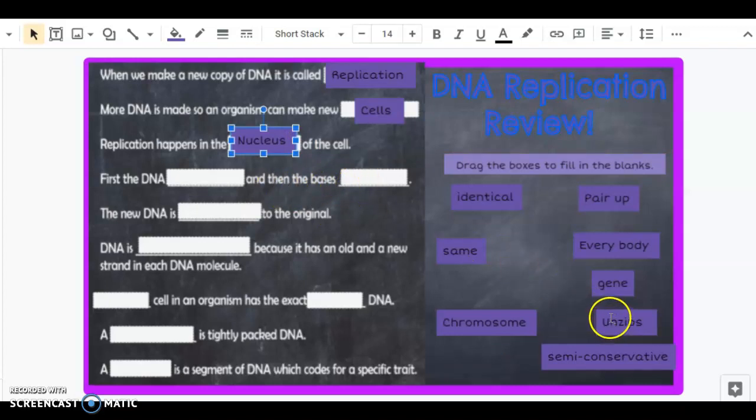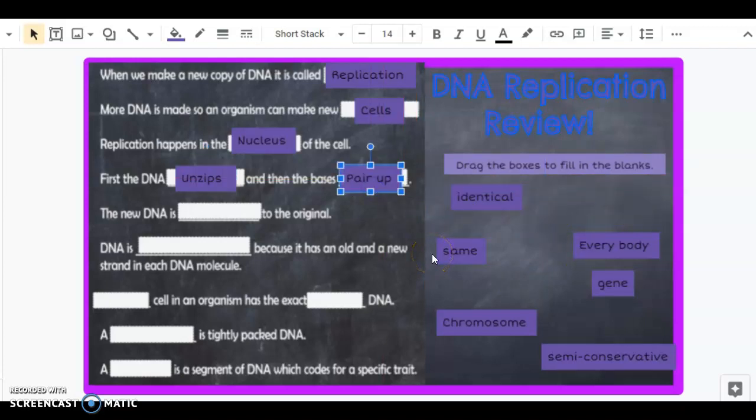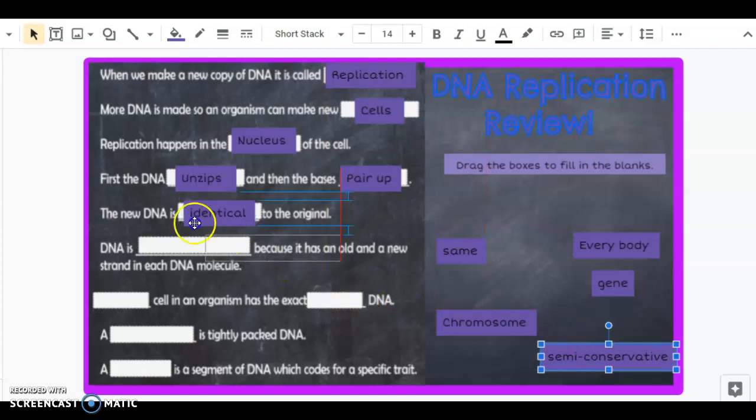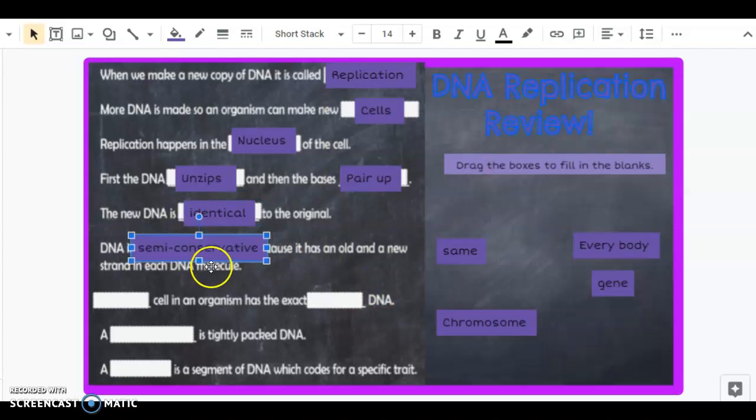First, the DNA is going to unzip by breaking those hydrogen bonds, and then the bases are going to pair up. The new DNA that is made is identical to the original. DNA replication is semi-conservative because it has an old and a new strand in each of the new DNA molecules.